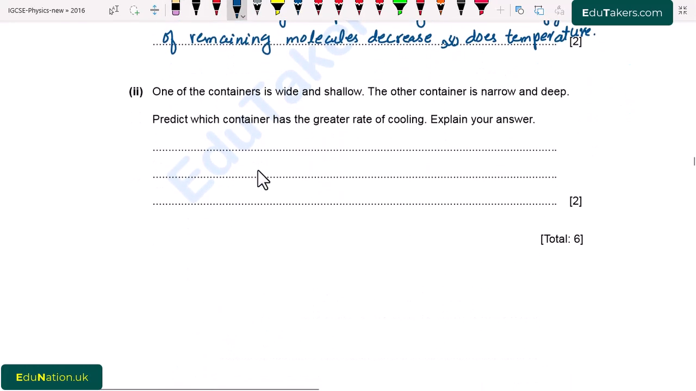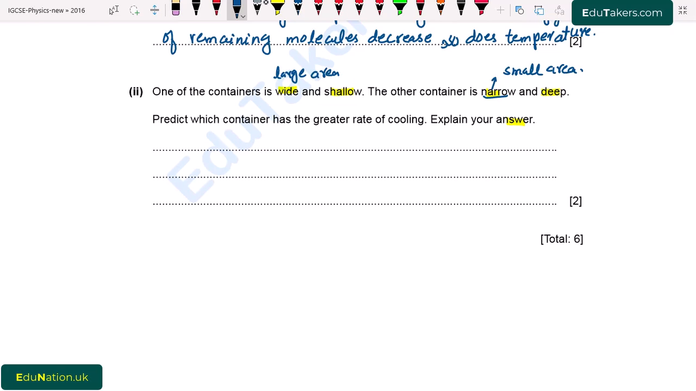Part 2. One of the containers is wide and shallow. The other container is narrow and deep. Predict which container has the greater rate of cooling. Explain your answer. So here we have to explain which container has the greater rate of cooling. So the first container is wide. It means that it has a large area. And the second container is narrow. Here it has a small area.